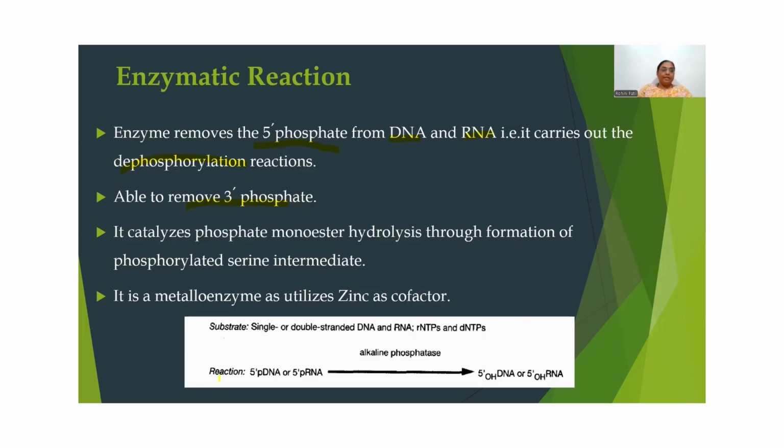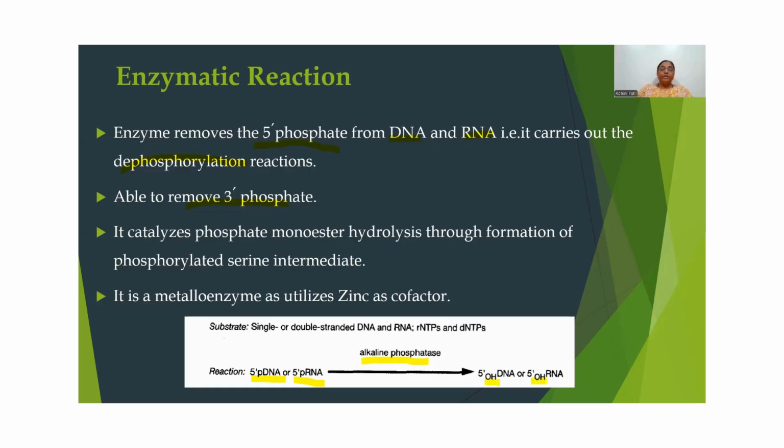Now here you can see in this reaction a DNA or an RNA having a 5' phosphate. At the 5' end there is a phosphate group. So in the presence of alkaline phosphatase, the phosphate group is removed, so that at the 5' end you now find an OH.